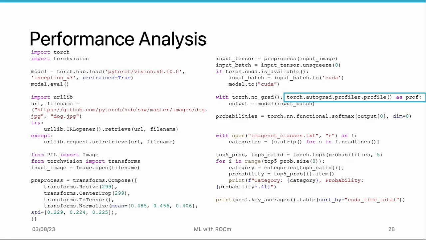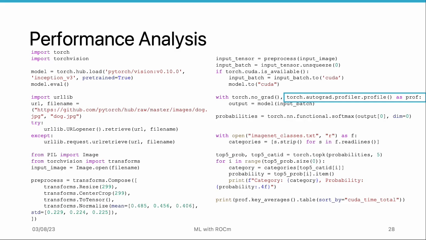Now we will do a performance analysis to compare the execution times on the GPU and CPU for an image classification task utilizing the pre-trained Inception v3 model. For this analysis, we will use the profiler provided by PyTorch.